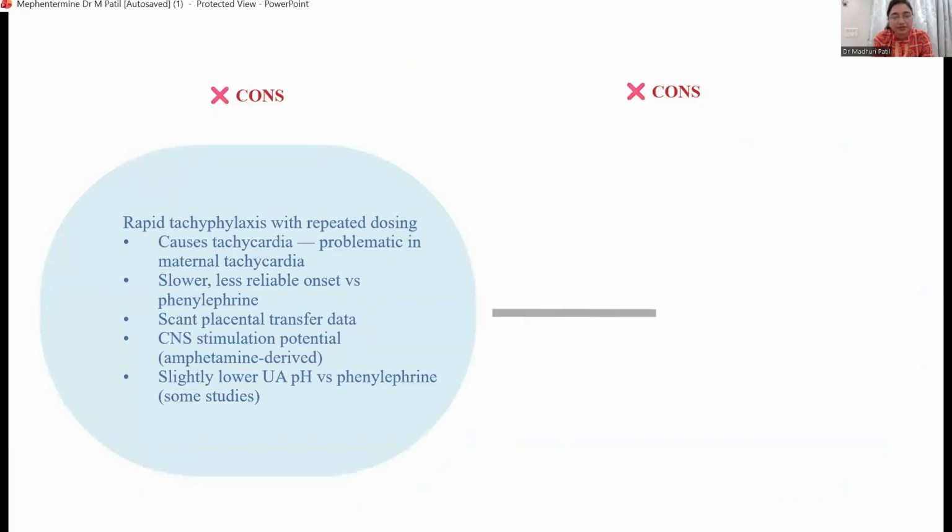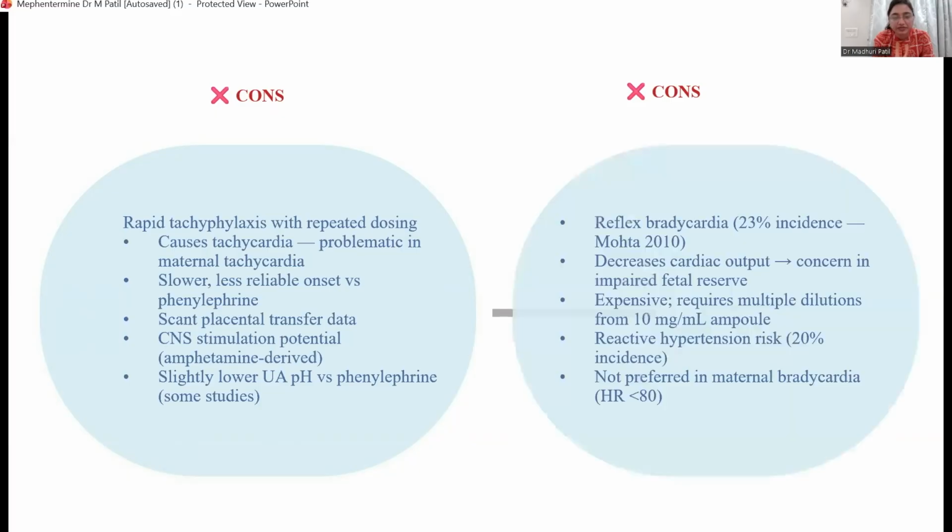What are the cons of mefentermine? It develops rapid tachyphylaxis with repeated dosing, causes tachycardia, so it might be problematic in maternal tachycardia. It has a slower and less reliable onset as compared to phenylephrine. Slightly lower umbilical artery pH can be seen with mefentermine as compared to phenylephrine.